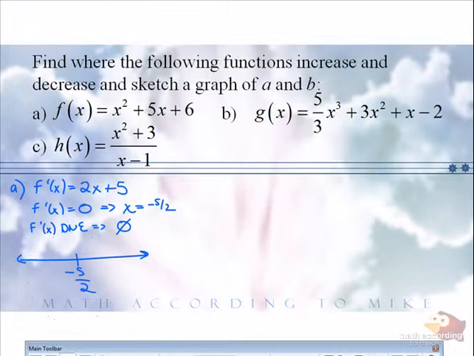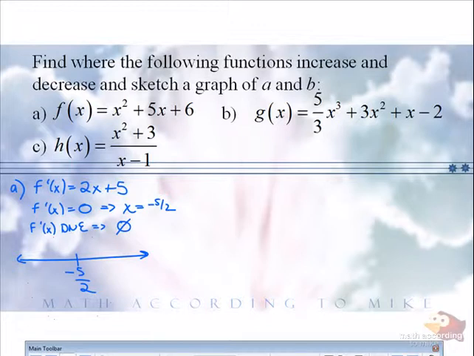By drawing a tick mark at negative 5/2, we broke the number line into two sections. From negative infinity to negative 5/2, and where else? Negative 5/2 to positive infinity. So from each section, we're going to pick a test number. Give me a number that's less than negative 5/2. Negative 3.